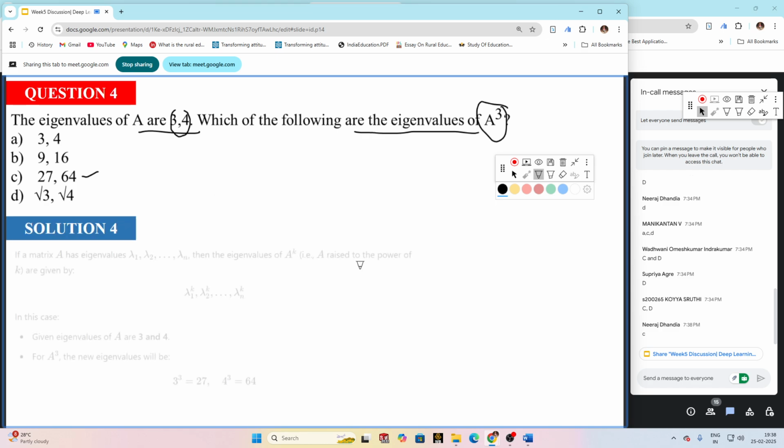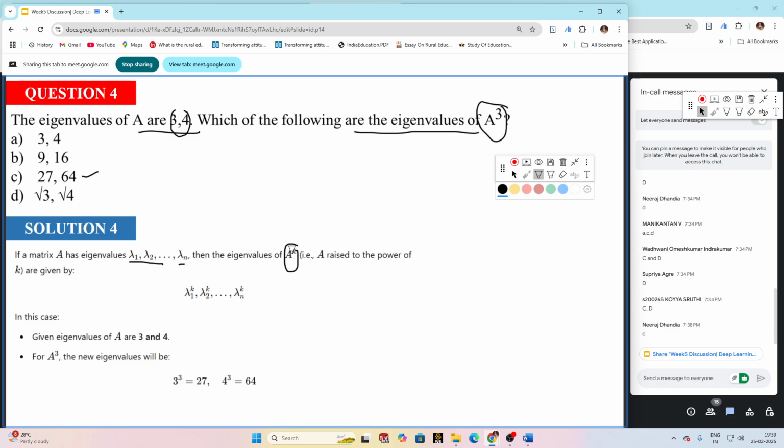Yeah, absolutely right. So this is basically a theorem. If a matrix A has eigenvalues lambda 1, lambda 2, up to lambda n, then the eigenvalues of A to the power k will be lambda 1 to the k, lambda 2 to the k, and lambda n to the k. So our eigenvalues for A were 3 and 4, so the eigenvalues of A cube will be 3 cube and 4 cube. 3 cube is 27 and 4 cube is 64. So option C is your correct answer.